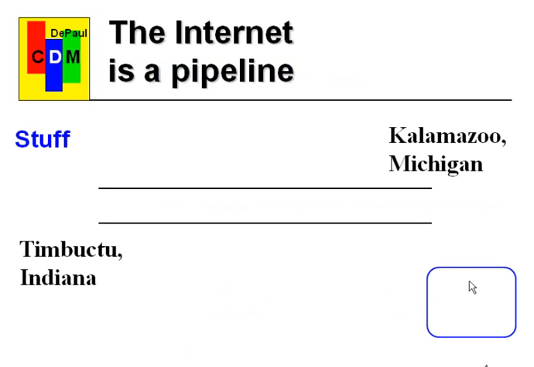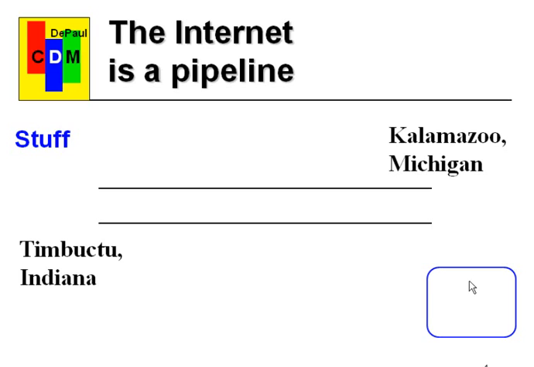Let's take a look here at an animated picture. Suppose we have somebody in one place, Kalamazoo, Michigan, and they want to obtain some information from a computer that's located in Timbuctu, Indiana. Perhaps these places exist, perhaps not. I'm not so sure about Timbuctu. I know Kalamazoo is there in Michigan. So there's stuff, and this stuff is really HTML and pictures.